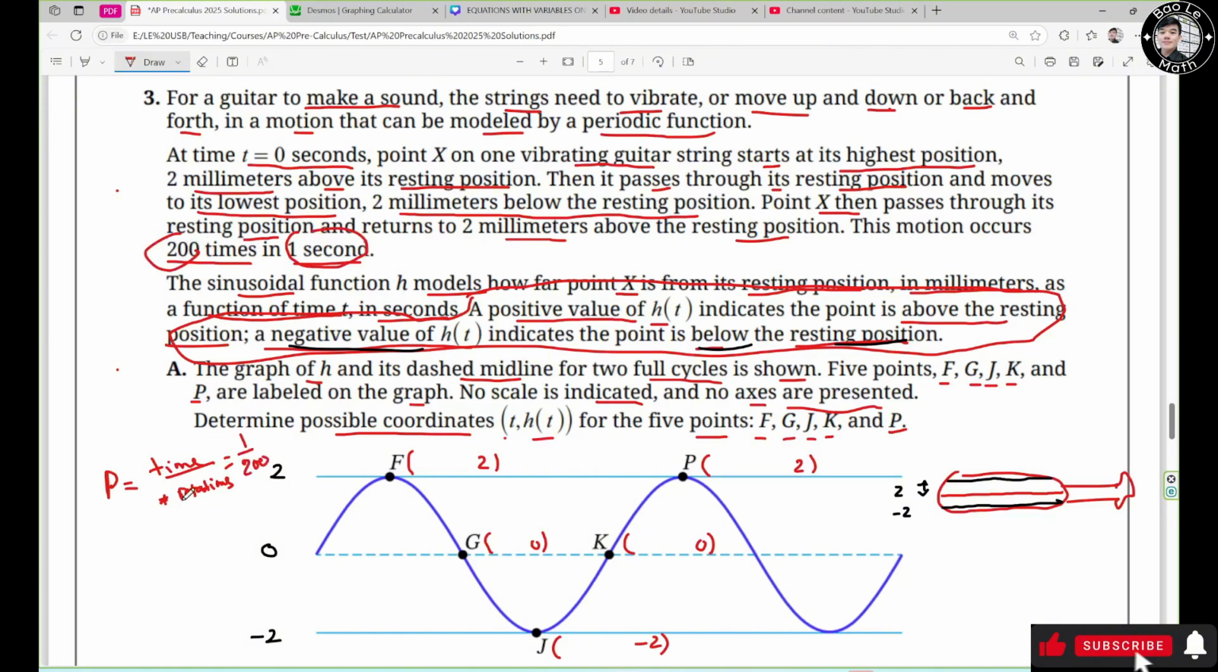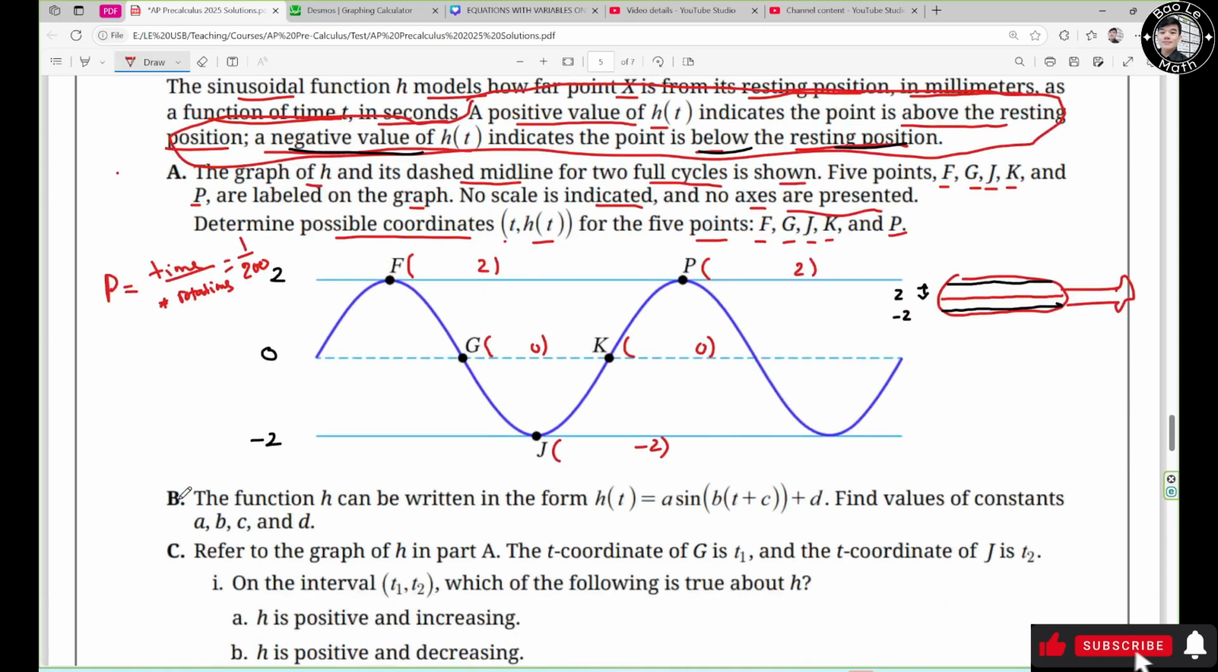Now, after you have the period, you need to take the period divided by 4 to find the length of each quarter. So 1 over 200 divided by 4. It's going to be 1 over 800. This is the length of each quarter.